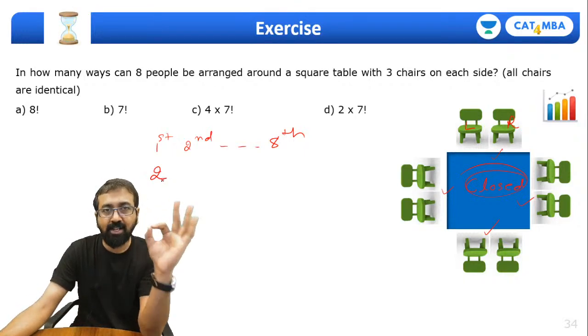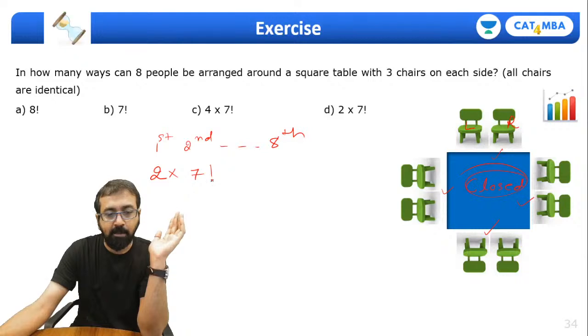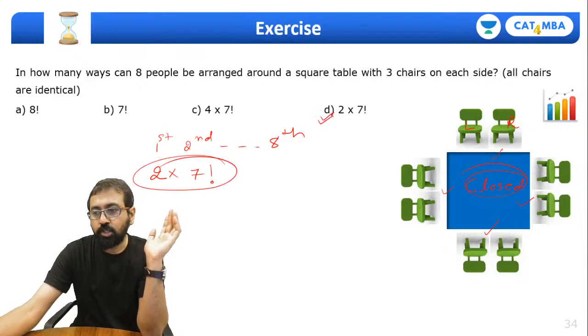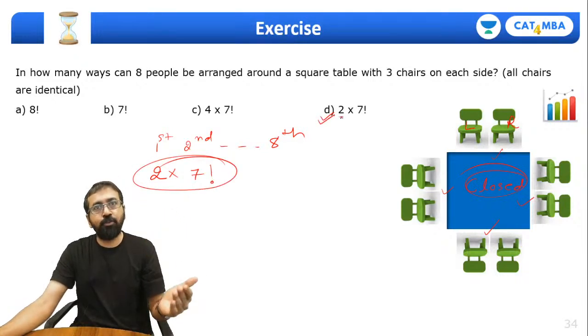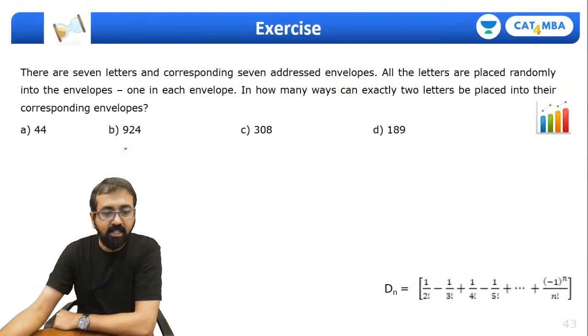So in closed arrangement situations, you calculate the number of ways for the first person. It's 2 over here, and the remaining 7 people can be arranged in 7 factorial. So it should be option D. I'm sure all of you have understood this part. So let's go ahead and understand this one.